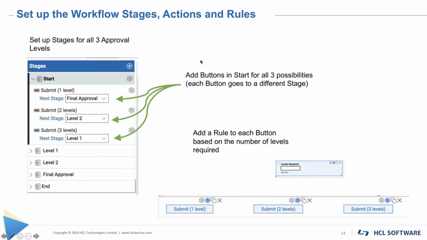Right. So what I'm doing is ending always at final approval for that last approver, but I'm moving forward based on how many are required. So I've got the ability to go 1, 2, 3 final for 3 levels, or just final for 1 level, or level 2 and final for 2 levels. Right. And then on the buttons themselves, I have a rule. So I'm figuring out how many levels are required. I've got a field in the form, and then I'm just setting a rule on which button to show. Right.